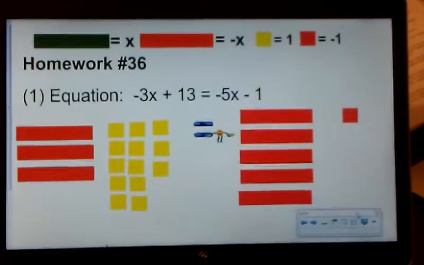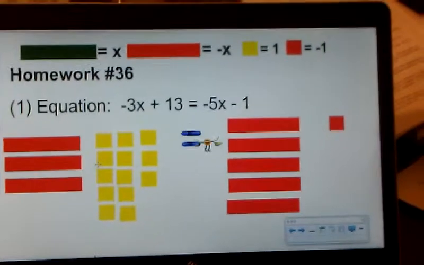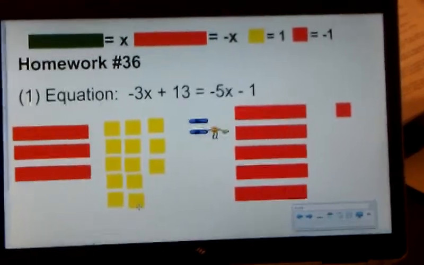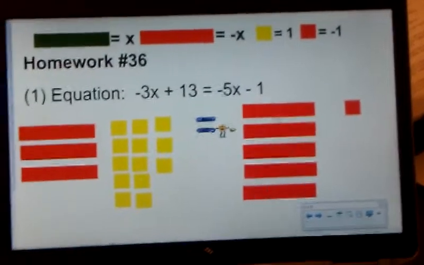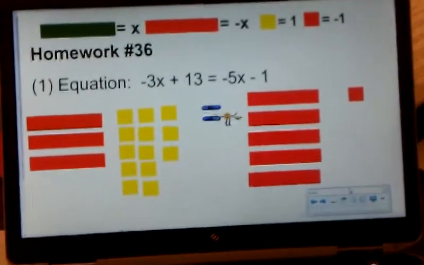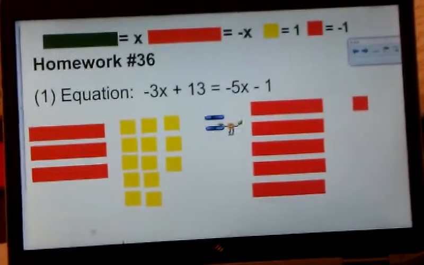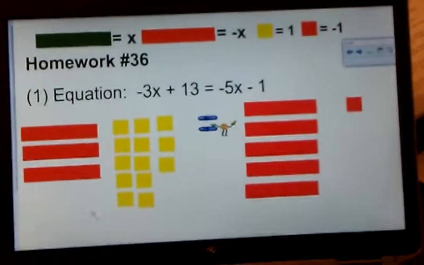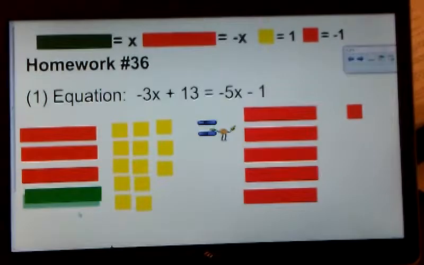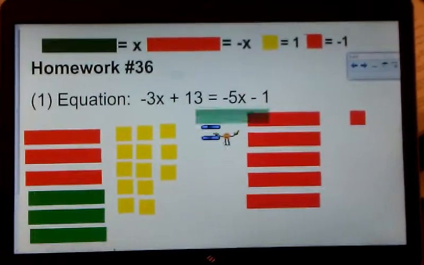Problem number 1. As you can see, I've set up the problem with algebra tiles. I have negative 3x plus 13 equals negative 5x minus 1. I want all my x's to be together, so I'm going to get rid of the negative 3x here. The way I get rid of the negative 3x is I have to add 3x on this side. And what I do to one side, I have to do to the other.